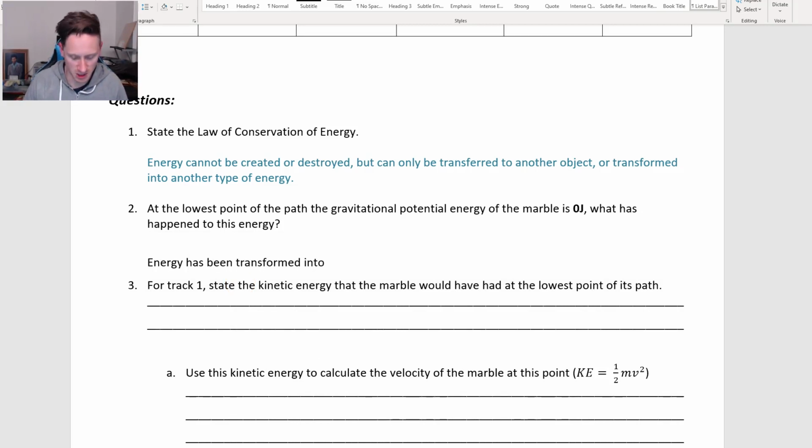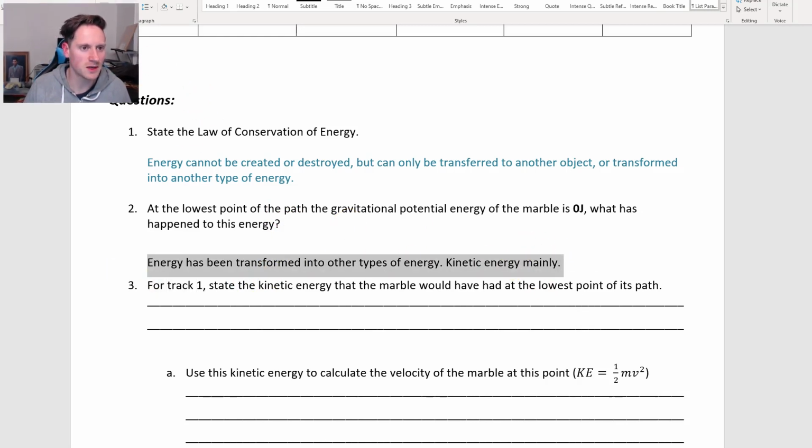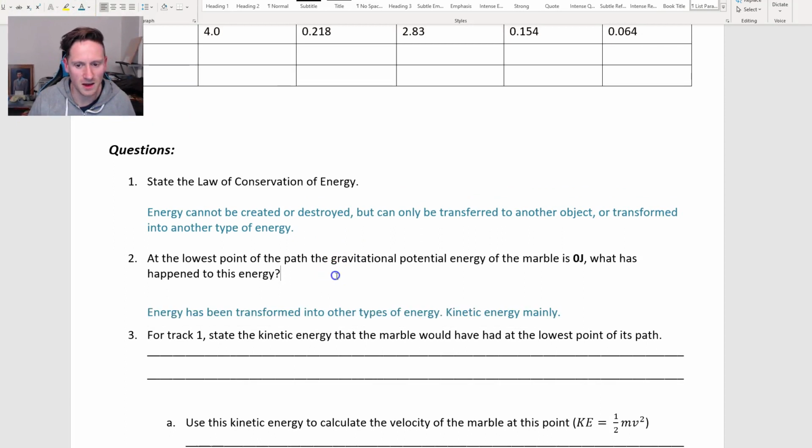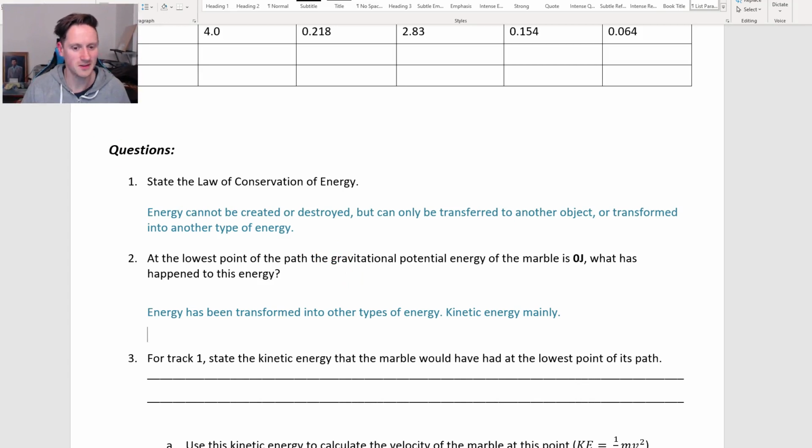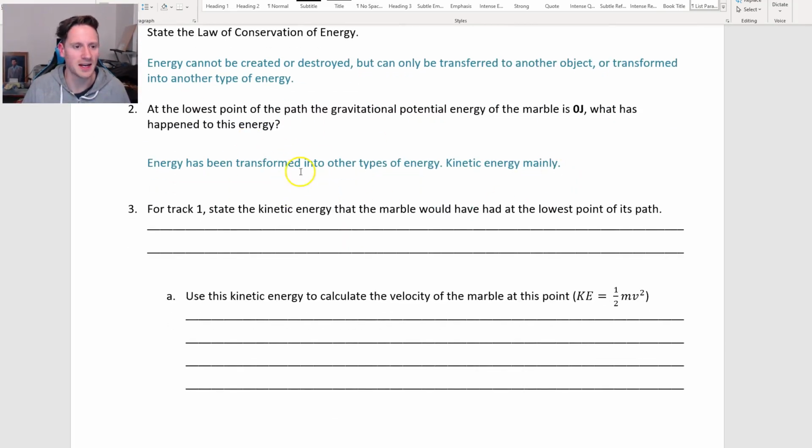Into another type of energy. So that's kinetic energy. What other types of energy though? If you can think of other types of energy, think of a roller coaster: light, heat, sound. Does a roller coaster make noise? If so, then there's been some sound energy there. So we can elaborate a little bit on that answer, but that's the key concept.